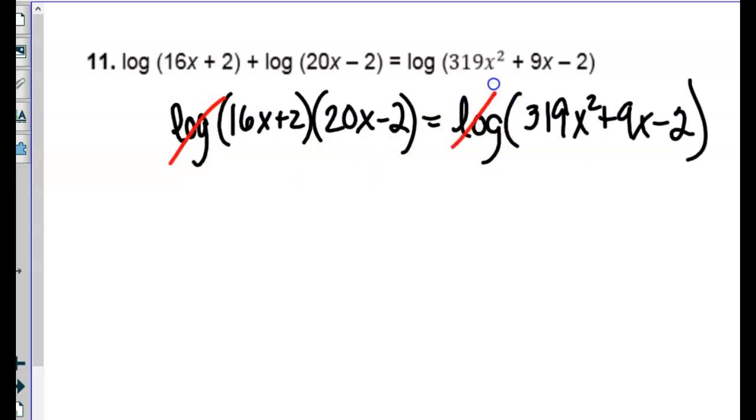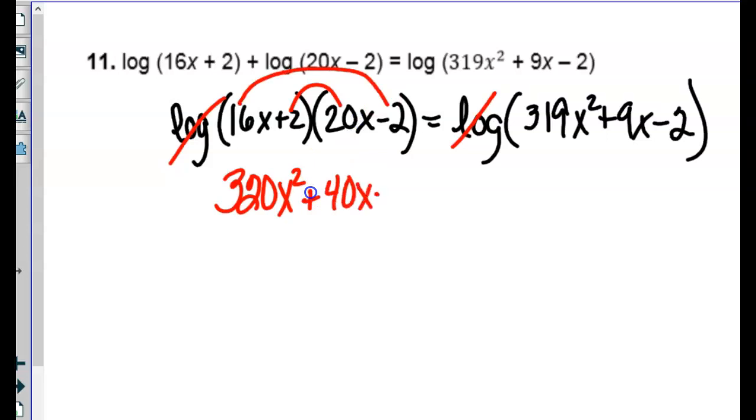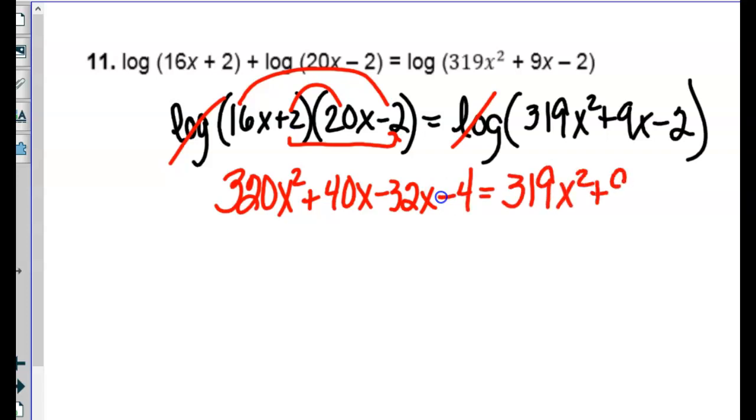We can get rid of these guys. If we multiply 16 times 20, anybody? 320x squared. That would be a plus 40x and a minus 32x. And then 2 times negative 2 is a negative 4. 319x squared plus 9x minus 2. All of a sudden, I'm happy to see a 319, yes?